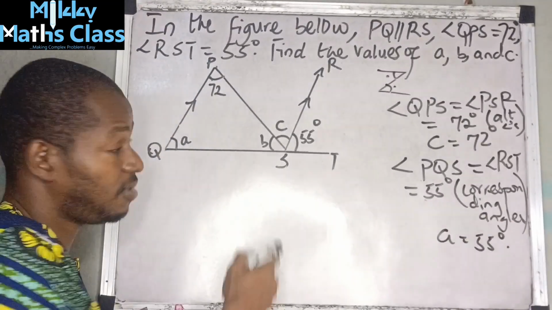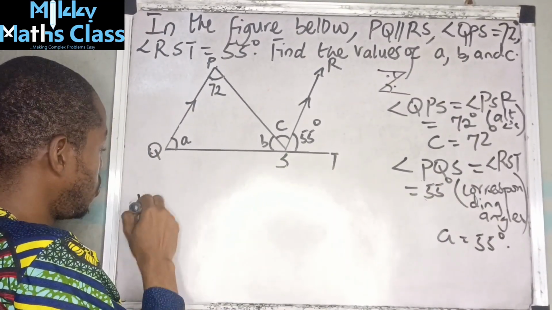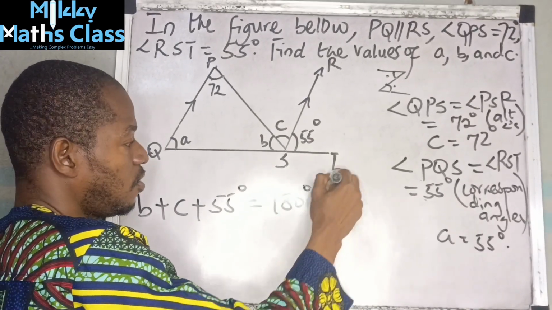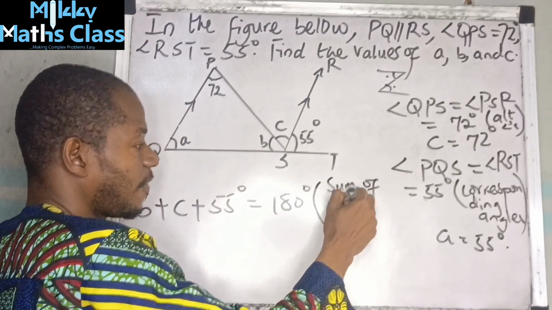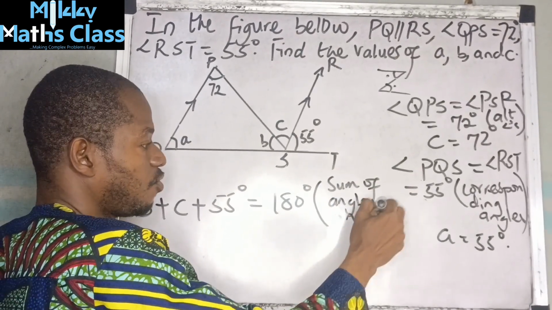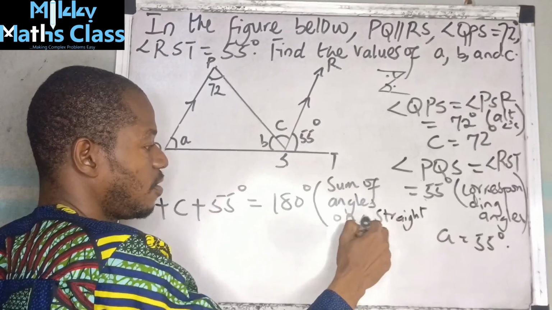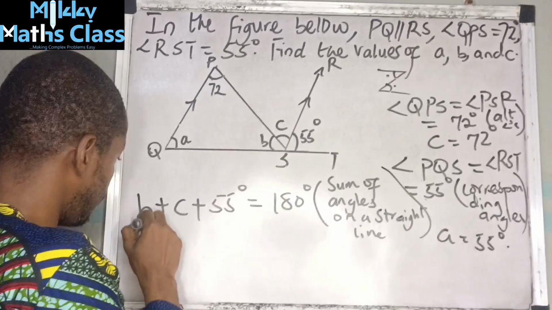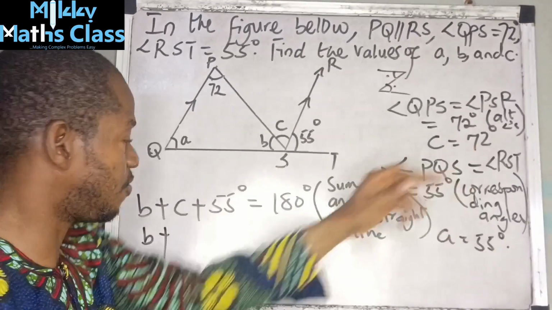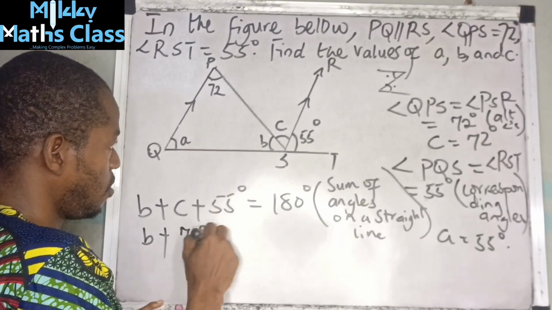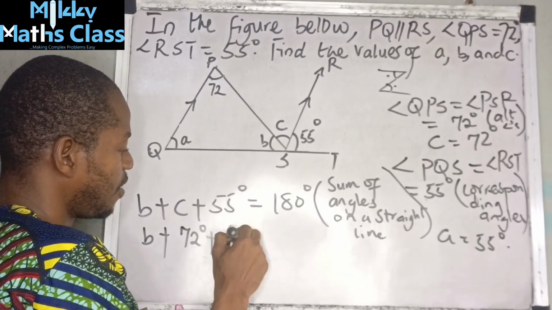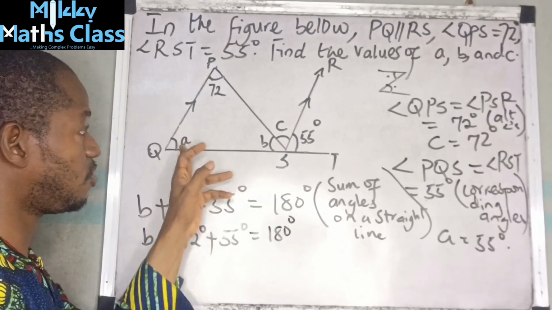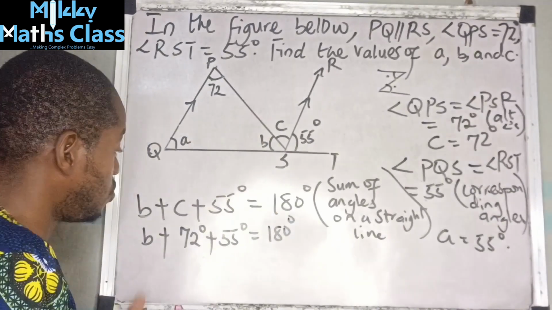Now, for us to find B, this angle on a straight line. So B plus C plus 55 degrees is equal to 180 degrees. Sum of angles on a straight line. Straight line. They sum up to 180 degrees. Now, so therefore our B plus, what's our C? Our C is 72 degrees plus 55 degrees is equal to 180 degrees. Or we could have as well used the sum of angles in a triangle. So 180, we still get the same answer.